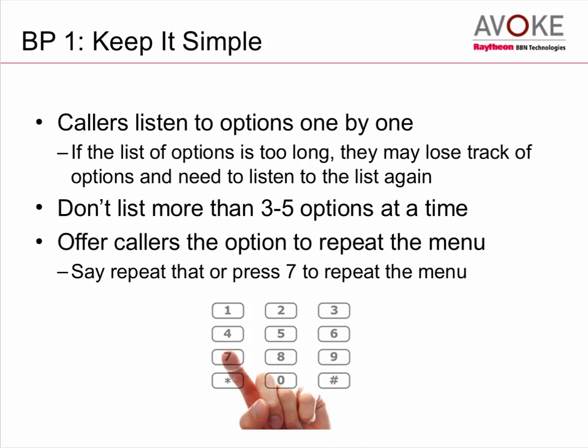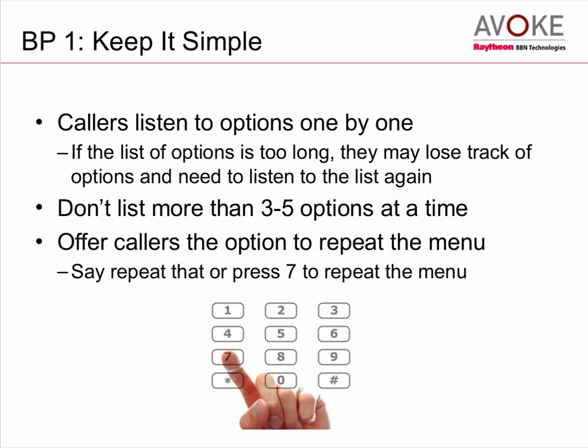All right, here we go. First best practice, keep it simple. Callers listen to the options one by one. If your list of options is too long, they may lose track of the options and need to listen to the list again. So don't list more than 3 to 5 options at one time.